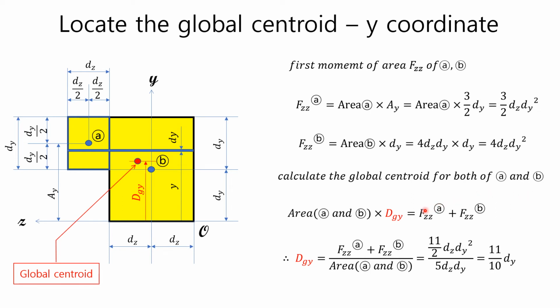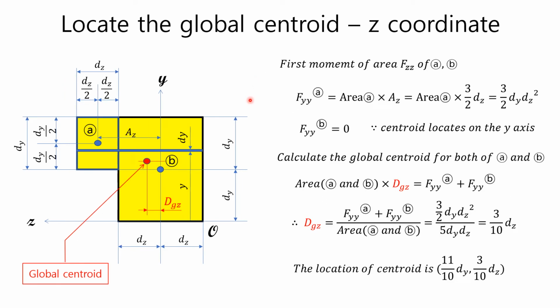The first moment of the entire area should be equal to the sum of the two moments of area. Therefore, we can calculate dgy by this equation. Consequently, we can obtain the distance of the centroid perpendicular to z, which is 11/10 dy.